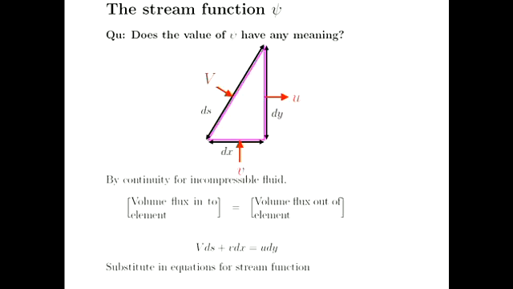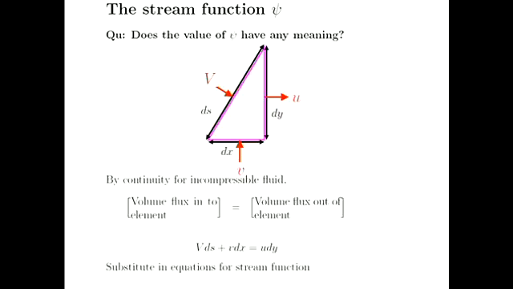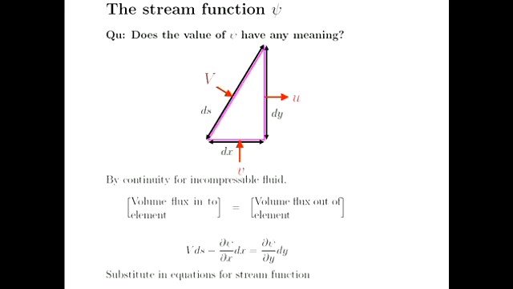So what I can do in that expression is substitute in my expressions for the stream function. I know that u is equal to d psi dy, and I know that v is equal to minus d psi dx. You've got to learn those definitions. So what we end up with is that v ds is equal to these partial differential terms on the right-hand side of that expression.